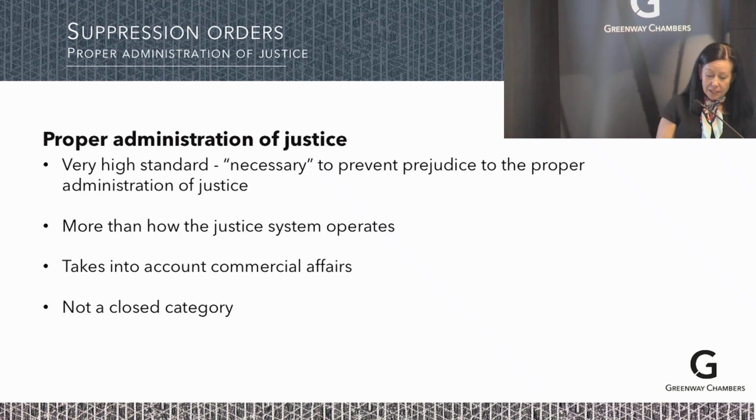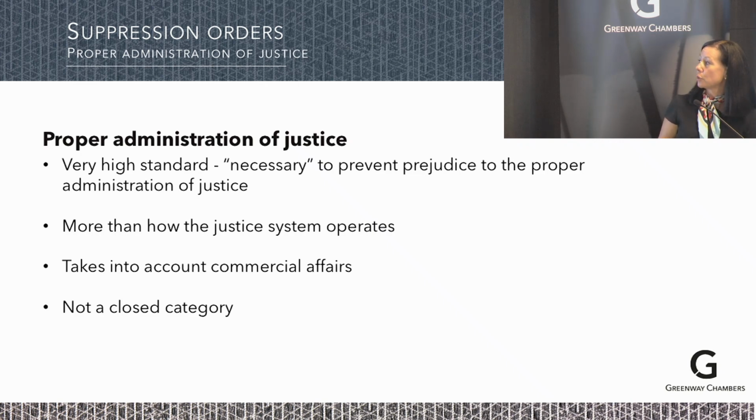And the administration of justice category is not just focused on the court system or how the judicial system operates. It's much wider than that, and it takes the commercial affairs of different parties into consideration. It's also clear from the cases that we've heard on this so far that whatever is meant by the interests of justice is not a closed category. So the cases that have looked at different categories of what might fall within this are not over. Every time there's a different set of facts, the court's prepared to look at this again. So there is no closing of what might be covered by this.